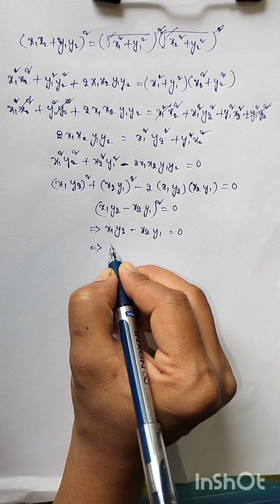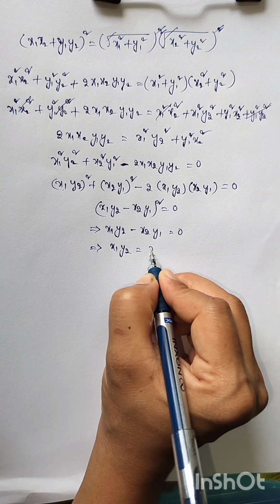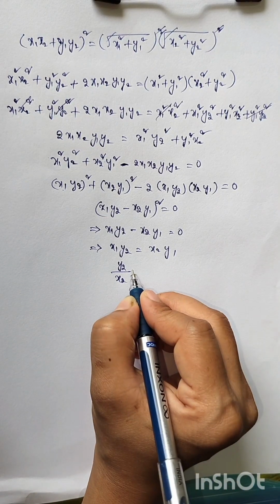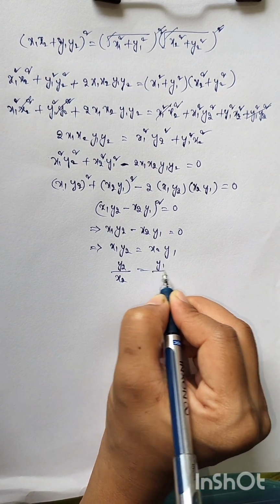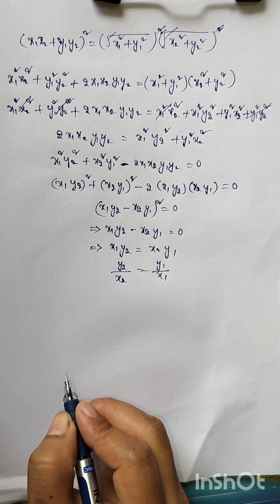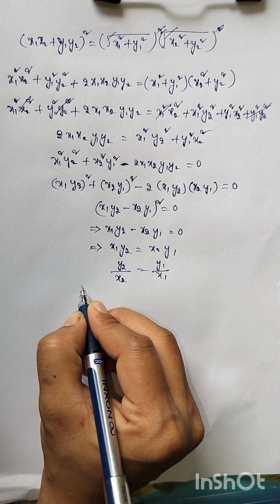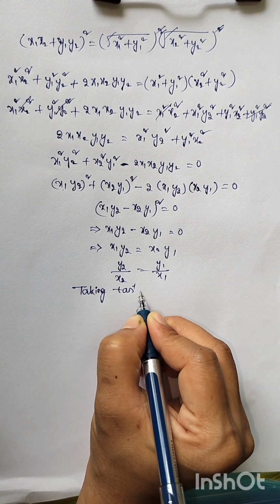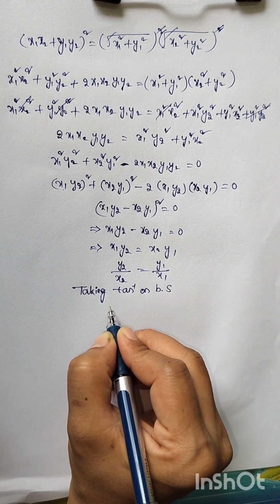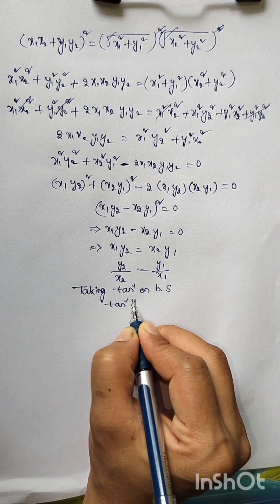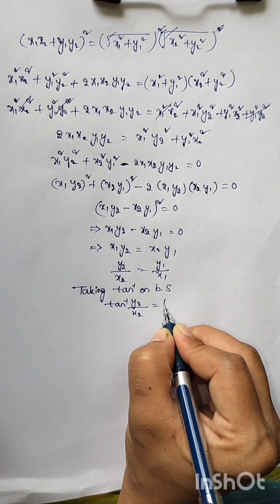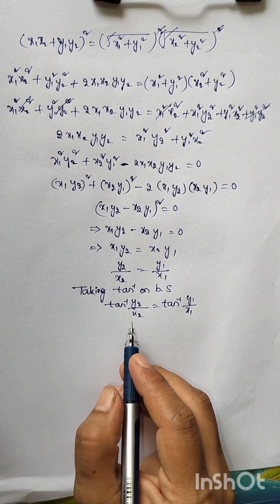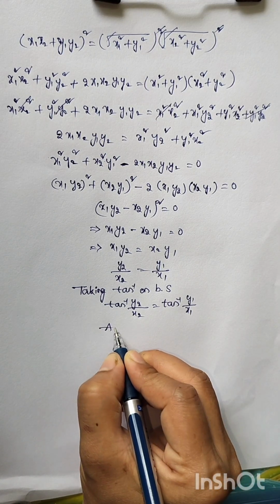Here x1 y2 equals x2 y1. From this, y2 by x2 equals y1 by x1. So taking tan inverse on both sides, tan inverse of y2 by x2 equals tan inverse of y1 by x1. So tan inverse of y2 by x2 means arg z2.